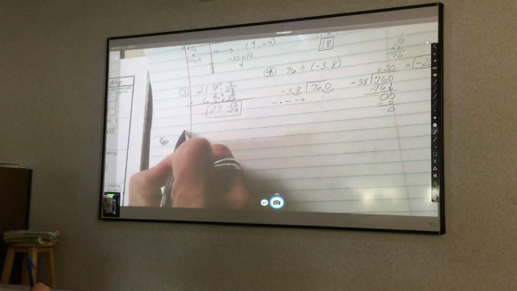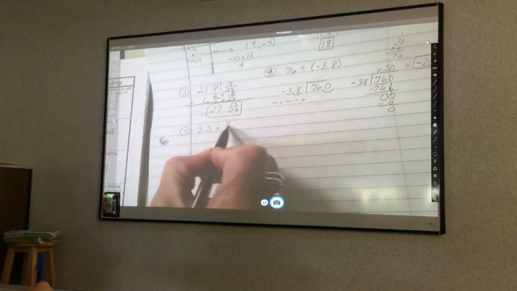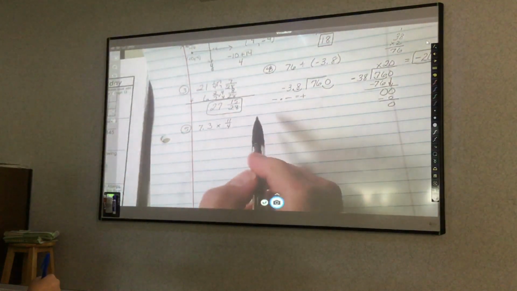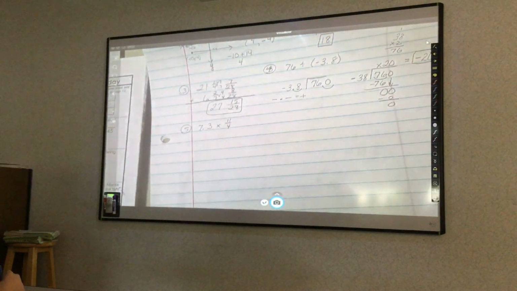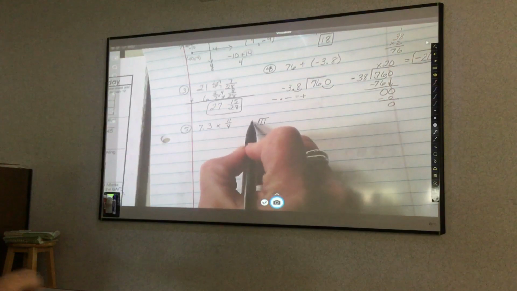Number 5, 7.3 times 11/4. This is the one we need to change, because you can't do a decimal and a fraction. So what do we want to change? Which one, the decimal or the fraction? Yeah, that's always easier.